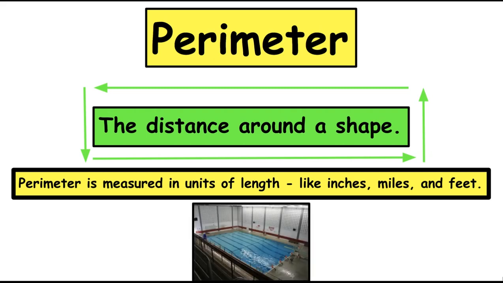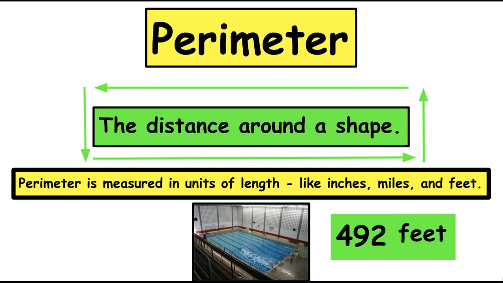If I wanted to tell you the perimeter of this swimming pool, I wouldn't just say 492. I have to also say the unit of length. So I would say the perimeter of the swimming pool is 492 feet.